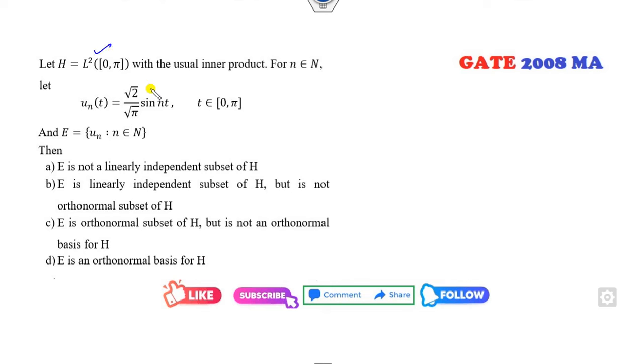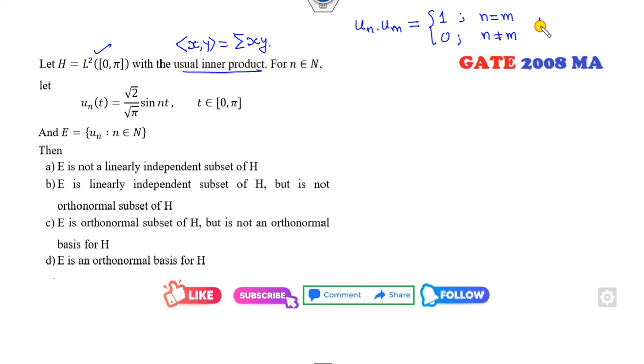Okay, the L2 space is given to you, with the usual inner product. What is the usual inner product? That's the summation of x into y. Then there is the question of whether it is an LI. What is the meaning of that? If I simply prove that un into um is 1 if n is equal to m and 0 if n is not equal to m, fine. What is the meaning of that? It is my LI, or the basis.